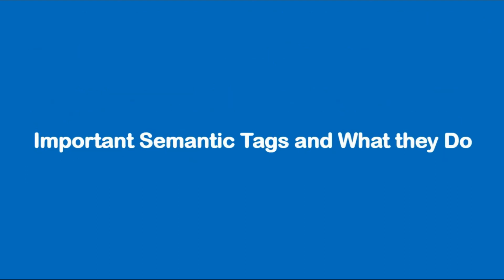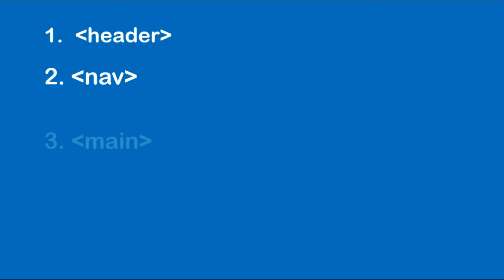So let's talk about the important semantic tags and what they do. Let's look at some of the most commonly used semantic HTML tags. Header. The header element defines the introductory section of a web page. It contains items such as the logo, navigation, theme feature, and search bar. Nav. The nav element specifies the navigation items of a page such as home, contact, about, FAQs, and so on.